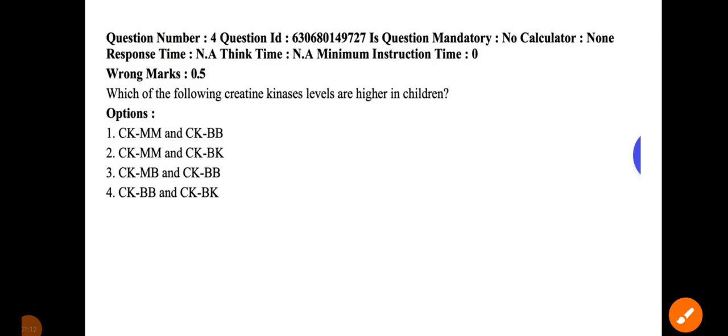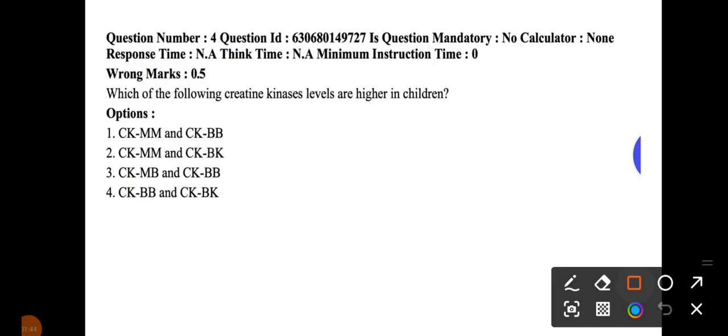Okay, the next question: which of the following creatine kinase levels are higher in children, right? So these are the different creatine kinases: CKMM, CKBB, CKMB, CKBB and CKBK, right? These are the different creatine phosphokinase or creatine kinase enzymes. They are asking which are higher in children. So what is the answer over here? The answer is CKMB and CKBB, right?